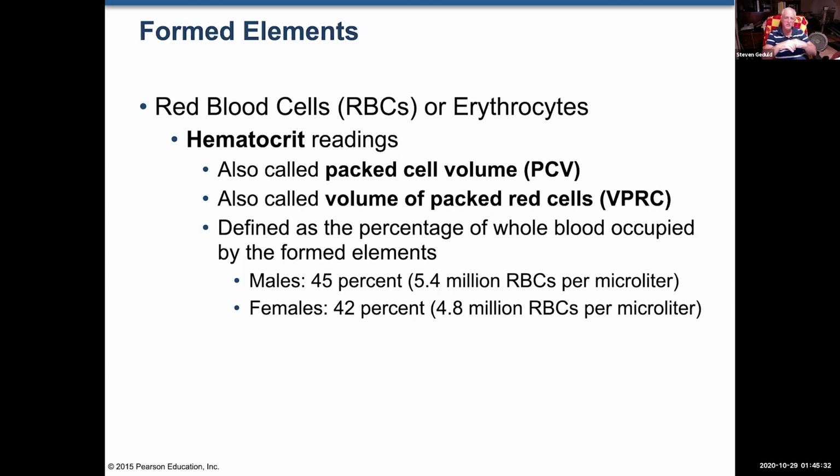Males need a hematocrit of about 45% before they allow you to donate. That's roughly 5.4 million red blood cells per microliter. A microliter is 10 to the minus 6 liters, for all our chemistry majors. Take a 1 liter bottle, like a liter of Pepsi, and divide it into 1 million parts. Each one of those million parts has 5.4 million red blood cells in it, so there's a lot of red blood cells packed in there. Males have about 45%, females about 42%.